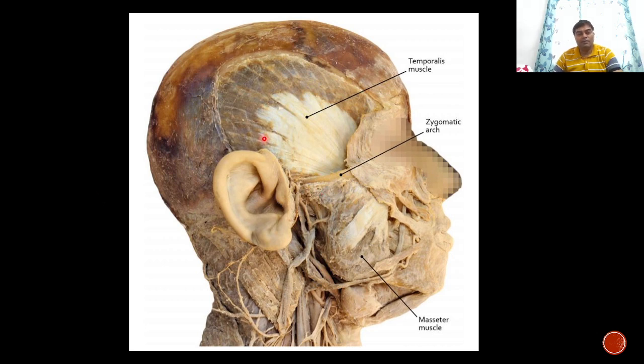Now, in this photo you can see this is the temporalis muscle. There is this tendon of the temporalis muscle, and here this is the masseter muscle, and both of these are supplied by the mandibular nerve.